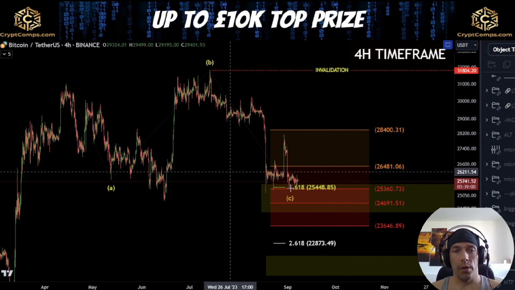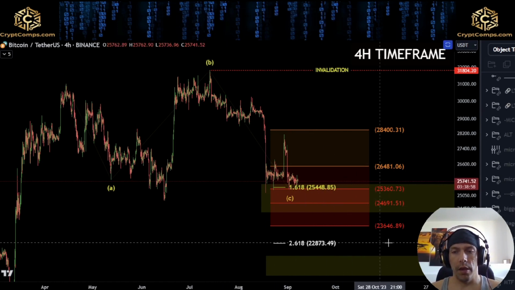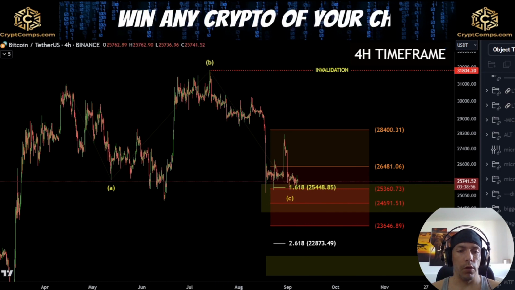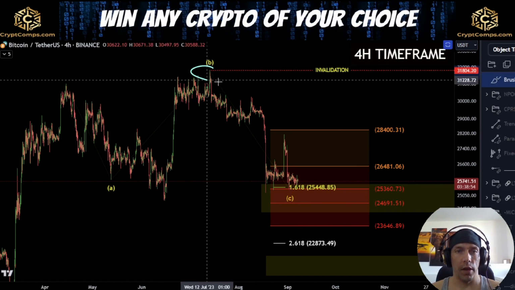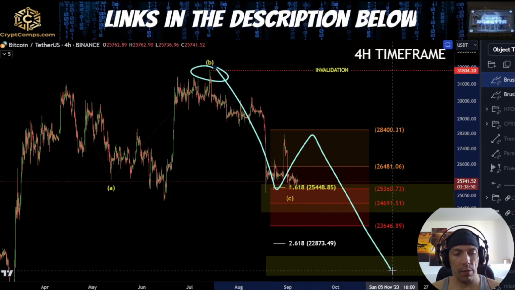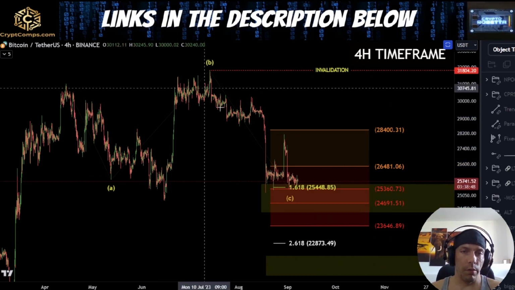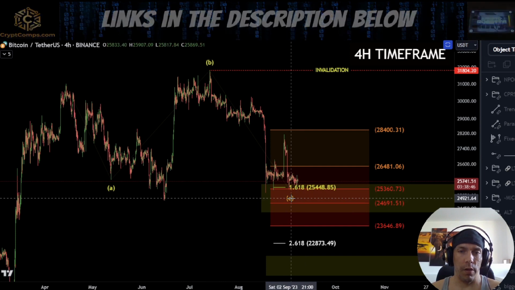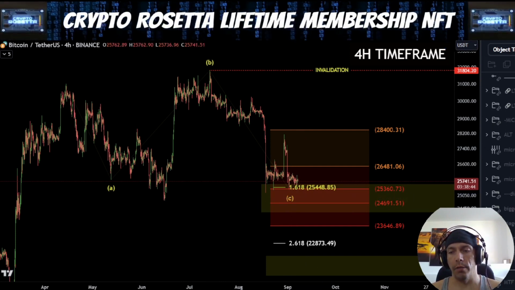Now, if we do look to push down lower here, there are some alternatives where we could argue that we actually complete into this high over here, and we could be starting this move as a bigger A, B, and a C pattern. But at the moment, what I'm looking for is for this C wave to complete and then see how we react from that point.